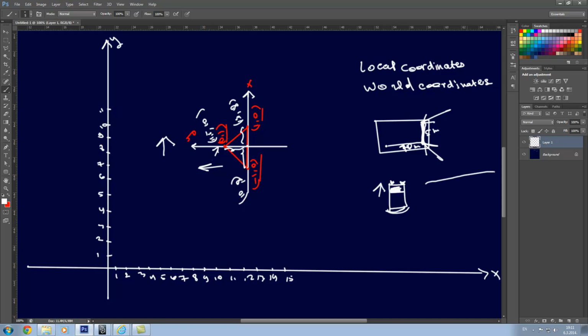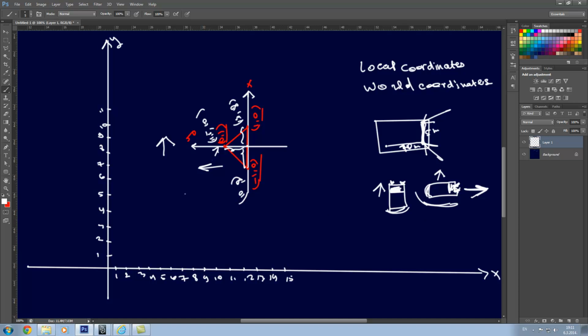Once the car rotates, oopsie, sorry. Again, somehow I start getting this glitching again. So if the car rotates like this, and this is the engine part, and this is the back of the car, and we say to the car move forward, it will move forward like this. It will not move like this, of course, but it will move that way according to its local coordinates.